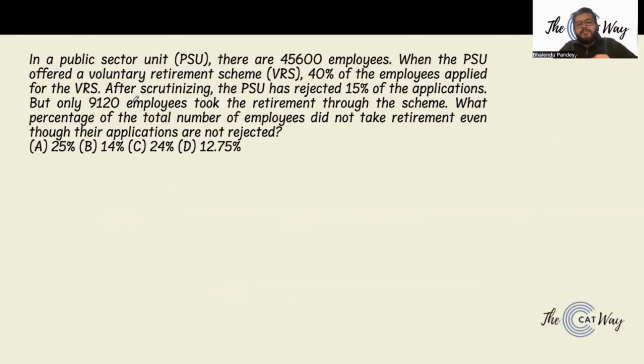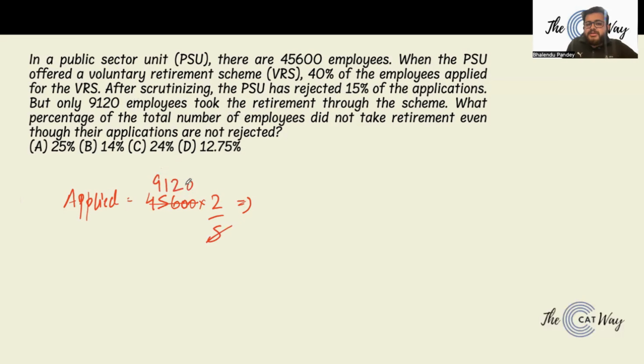It has been given that in a public sector unit, PSU, there are 45,600 employees. Now, when the PSU offered a voluntary retirement scheme, 40% of the employees applied for VRS. So how many of them applied for VRS? Let's calculate: applied is 45,600 multiplied by 40%. 40% is nothing but 2 by 5. This gives you 18,240 people who applied for it.